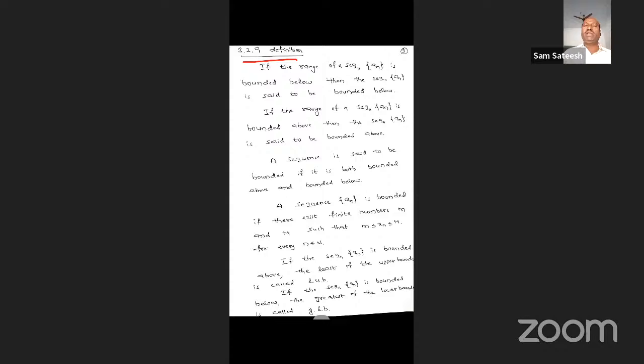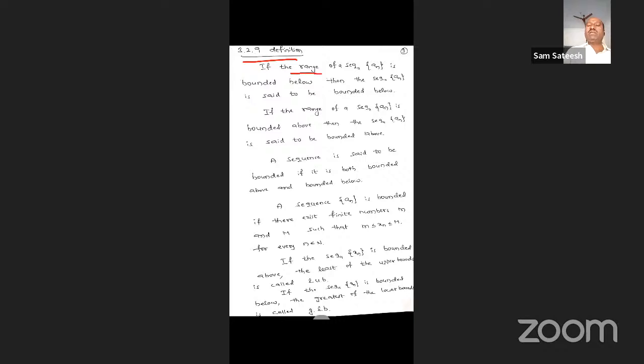If the range of a sequence an is bounded below, then the sequence an is said to be bounded below. Okay, the definition.